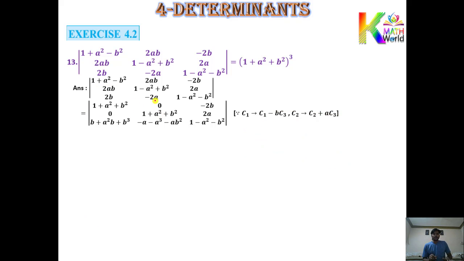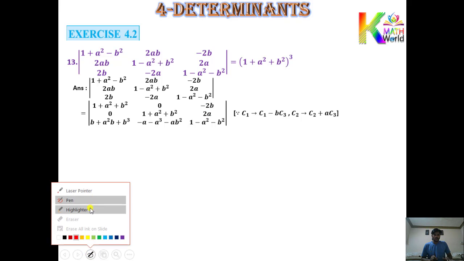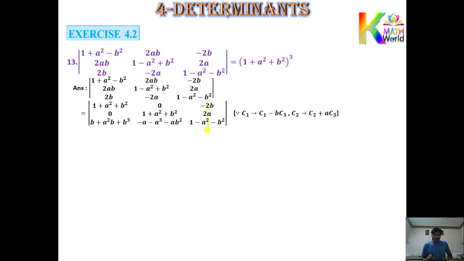Now you can see here minus b C3. It means this column C3 gets multiplied by minus b. What will happen when it is multiplied by minus b? Here you get minus b into minus 2b, so plus 2b square. That plus 2b square gets added here. So 1 plus a square minus b square plus 2b square gives 1 plus a square plus b square.